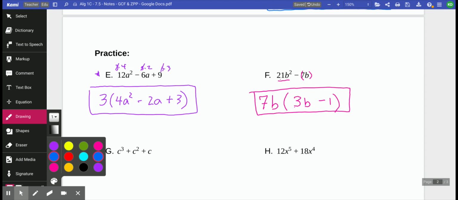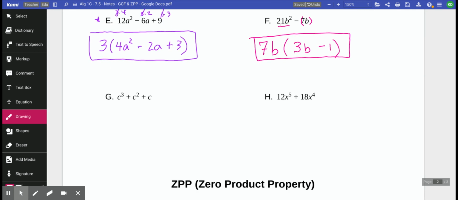Okay, moving on to our next example, G, where we have c to the third plus c squared plus c. There's no coefficients here, so the only thing I have to look at are my variables. Well, they all have at least one c, right? So that's going to be my greatest common factor. We're going to think, well, if I had 3 and I take out 1, I'm going to have 2 left. And then for my next term, if I had 2 and I take out 1, I'm going to have 1 left. But then for my last term, remember, we need to have something here, right?